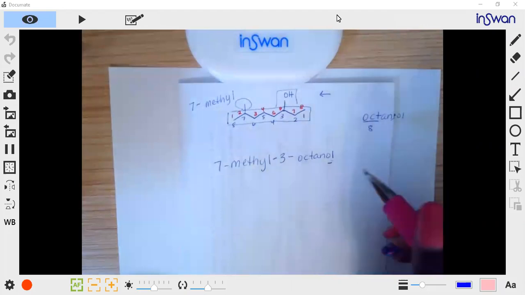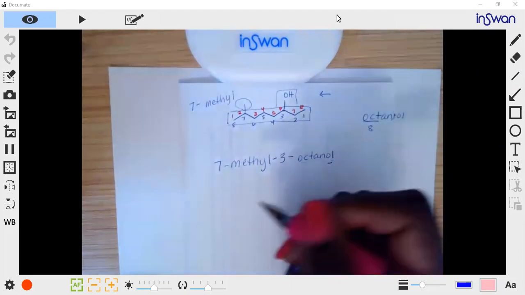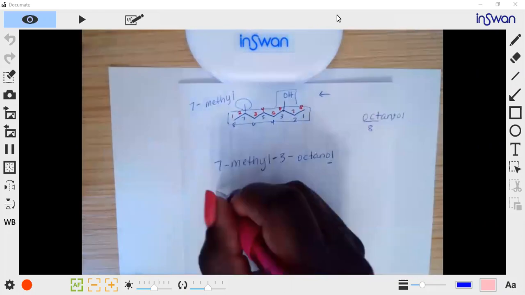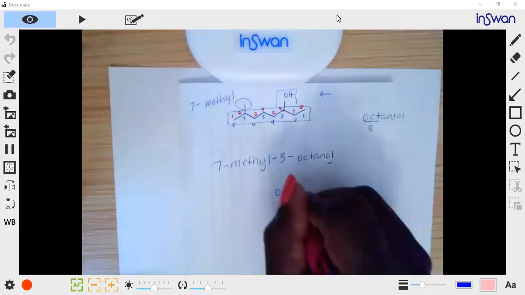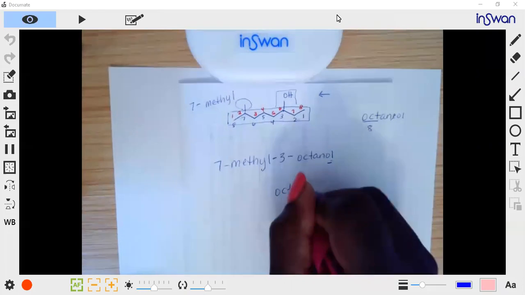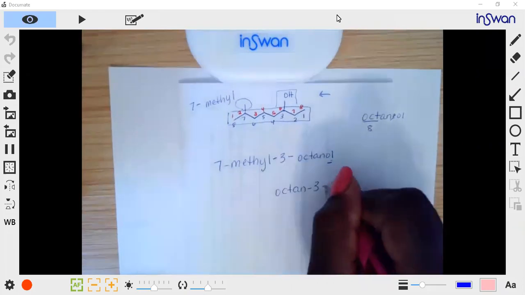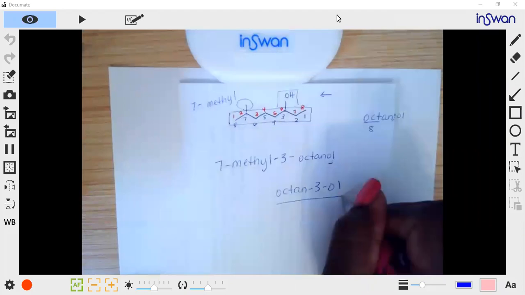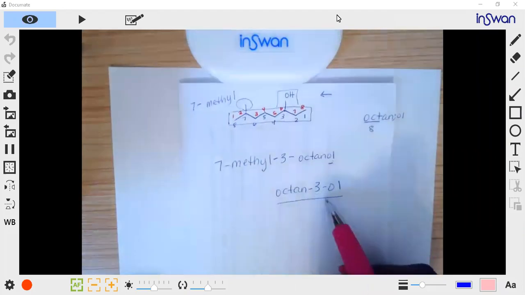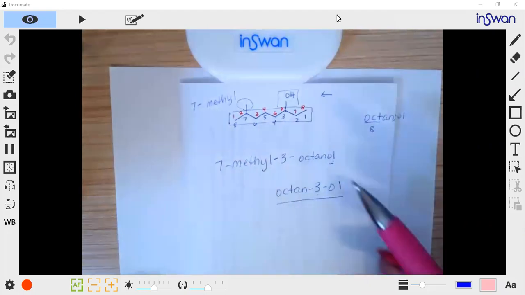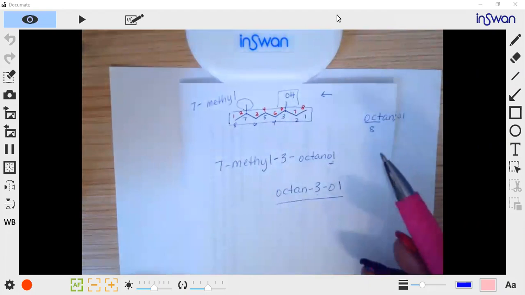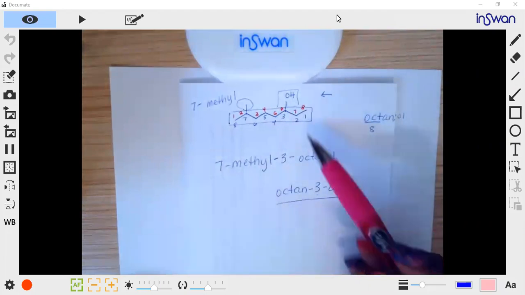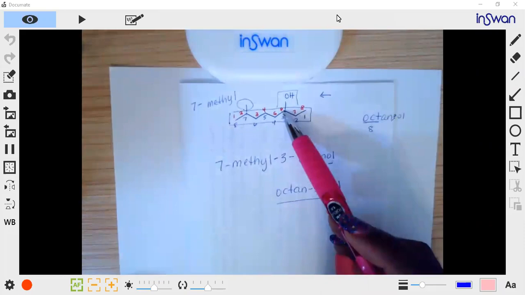So you have 7-methyl-3-octanol. If you go on Google or you do different searches, sometimes instead of seeing 3-octanol, you may see octan-3-ol. Same thing. It just tells us that the alcohol functional group is on carbon 3. And so when you're numbering and naming these molecules, start with the basic rules of naming alkanes, but just make sure that your alcohol functional group is included in that parent chain.